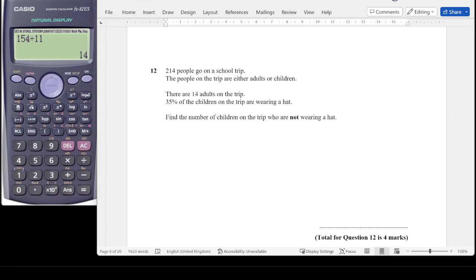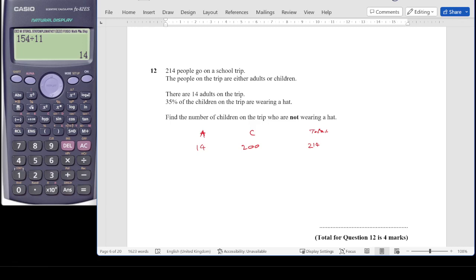Okay, so I will set this up. I will extract the information and I'll put it into a basic ratio table, I think. So we're going to go adults and children first of all. So we know that 14 of the people are adults. If we know that there are 214 in total, so we know that there must be 200 children on the trip.